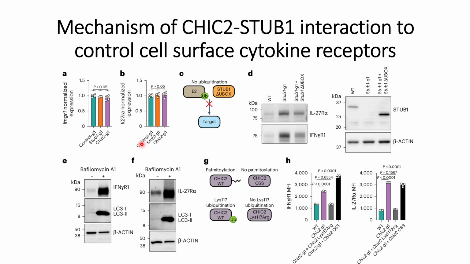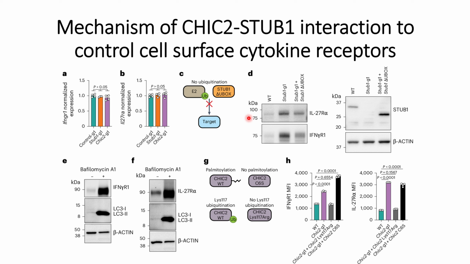First they started by checking the mRNA levels of IFNgR1 and IL-27Ra in the STUB1 knockout and the CHIC2 knockout, and they did not find any changes in the mRNA levels, indicating that no changes are occurring at the epigenetic level. Thereafter, the hypothesis was that most of these mRNAs that are converted into proteins will be diverted towards ubiquitination.